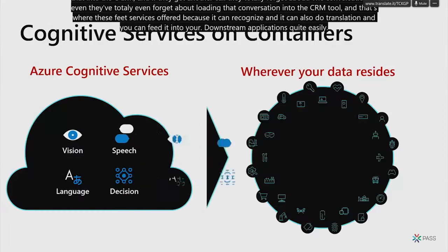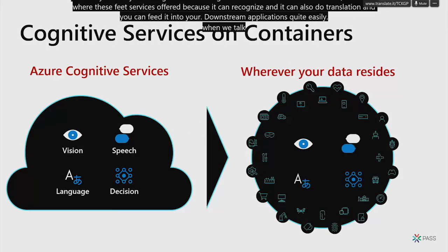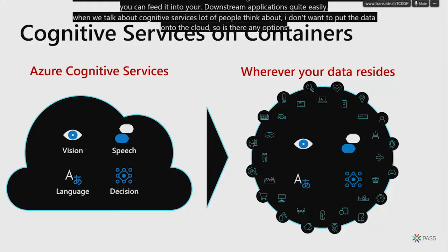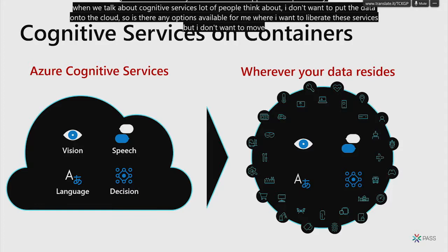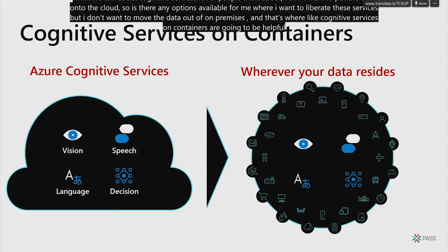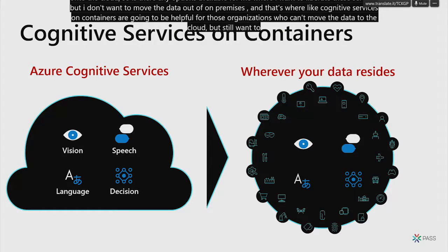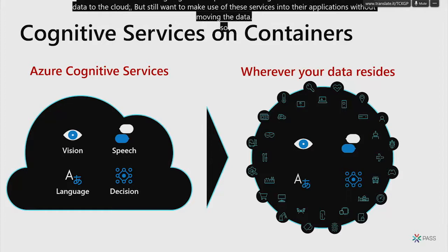When we talk about cognitive services, a lot of people think, I don't want to put the data onto the cloud. So are there any options available where I want to leverage these services, but I don't want to move the data out of on-premises? And that's where cognitive services on containers are going to be helpful for those organizations who can't move the data to the cloud, but still want to make use of these services in their applications without moving the data. So your data can still reside on-premises, but you can still leverage the cognitive services quite easily.